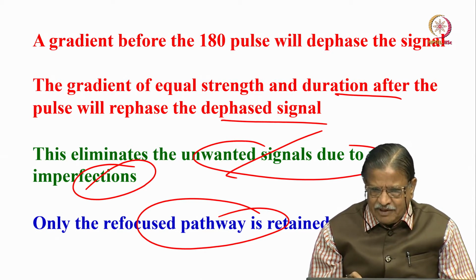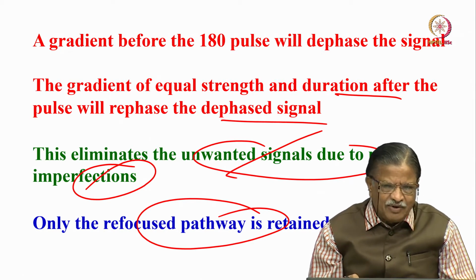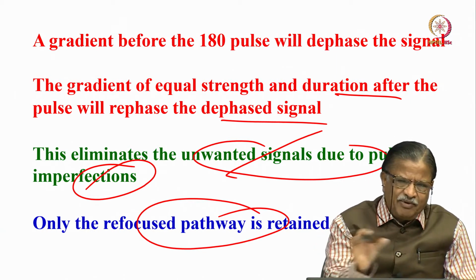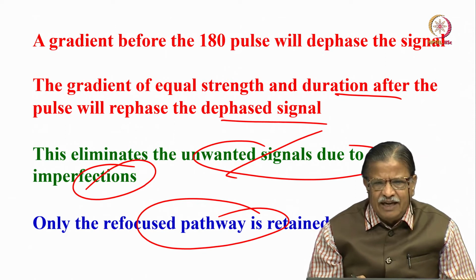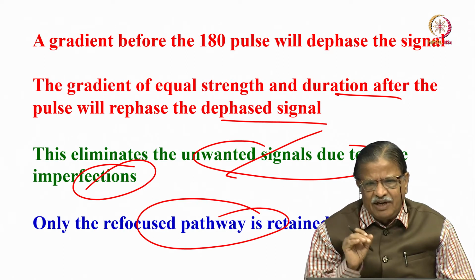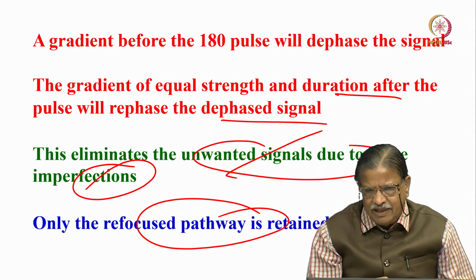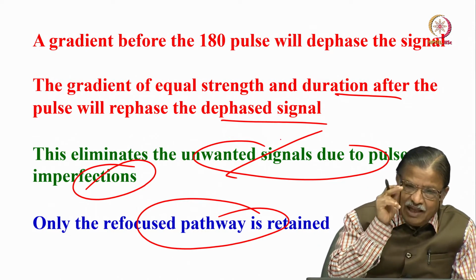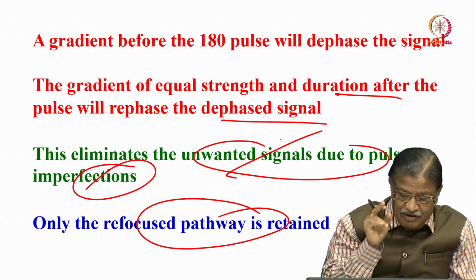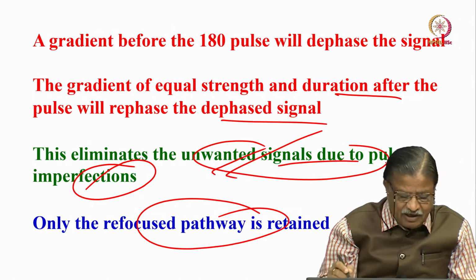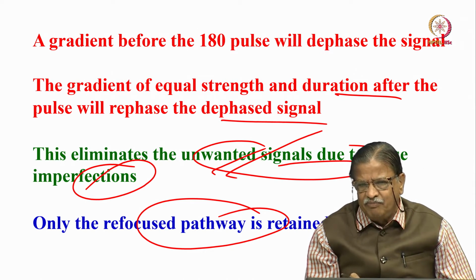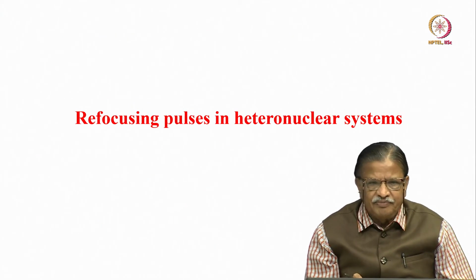If you apply a 180 pulse in between like this, what is going to happen is, after you apply a 180 pulse, apply a gradient before and after, equal gradient, equal strength of the gradient and equal duration. Then what is going to happen? Only the wanted signal will be refocused, all unwanted signal will be completely dephased, and all pulse imperfections will be removed.